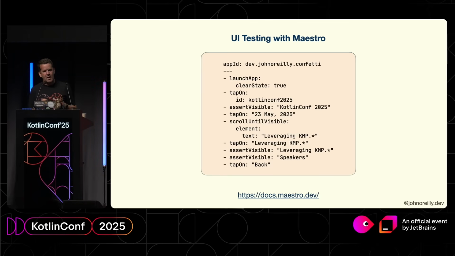Lastly, Maestro, a really nice UI testing framework that wraps around UI Automator on Android and XCTest on iOS. We can run this script for both iOS and Android CMP clients, for example, with the option as well to run certain steps for each platform if needed.